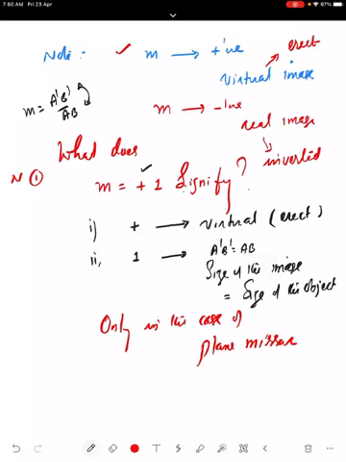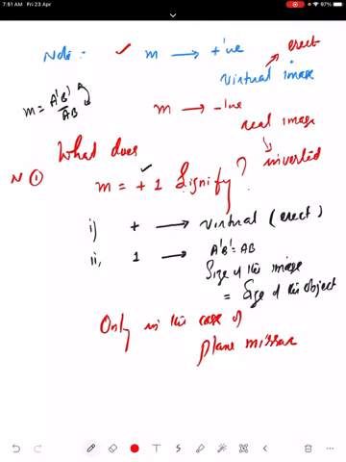Concave mirror produces virtual image only when the object is between P and F. That is, a magnified virtual image is formed. Convex mirror forms always virtual image, which is diminished in nature. So this is the way you have to recognize. So this is numerical number one. It was a board question.